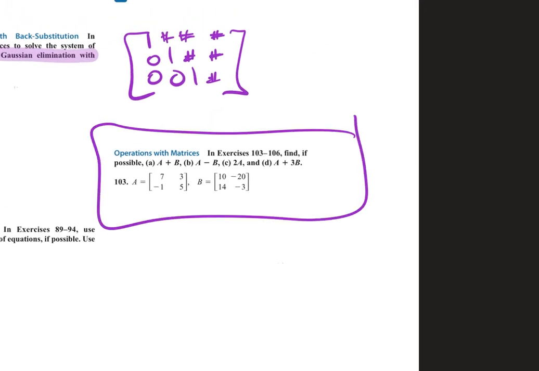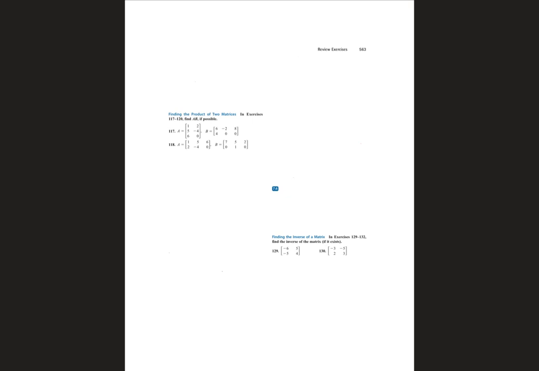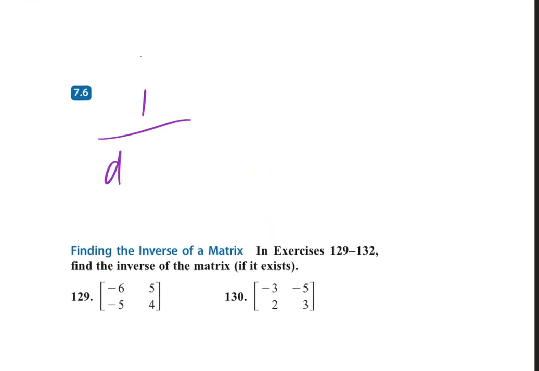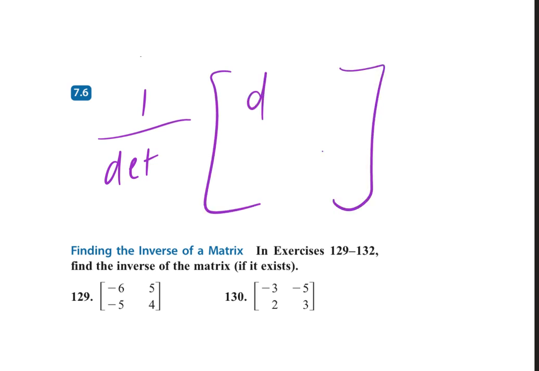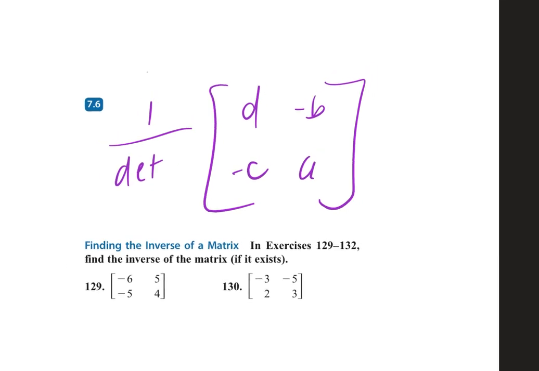Under operations with matrices came your addition, your subtraction, your multiplication, your determinants, and your inverse. So all of this came from chapter 7. Remember, inverse was 1 over the determinant, and then we switch the a and the d, and we negate the b and the c, and then you multiply it in.